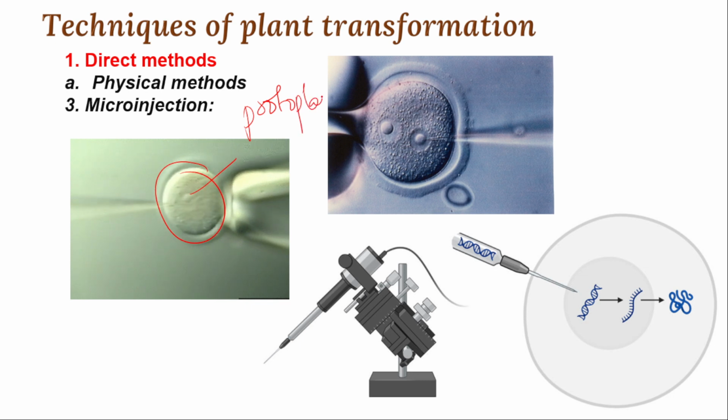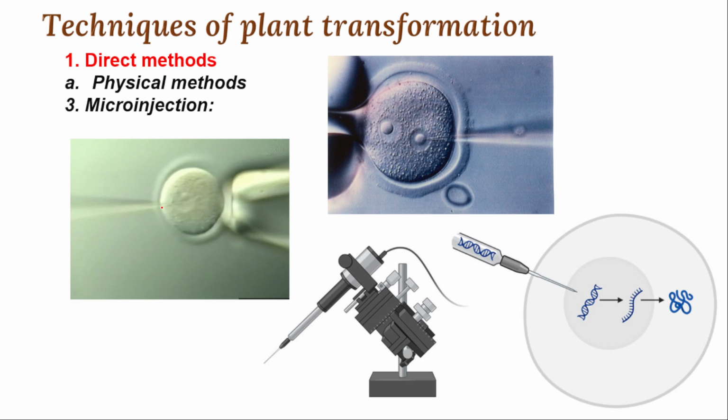So protoplast will be collected, and then they will hold it with suction pressure. Some suction pressure is applied, so that it will attach, it will adhere on the surface. And then we'll use a micro injection needle of 0.5 micron or 1 micrometer that contains the desired gene, and we'll insert that into the cytoplasm.